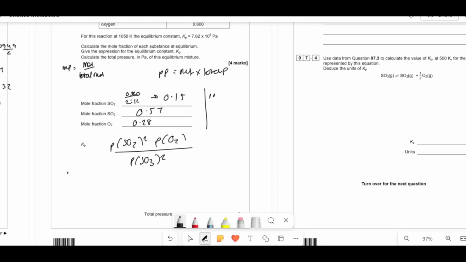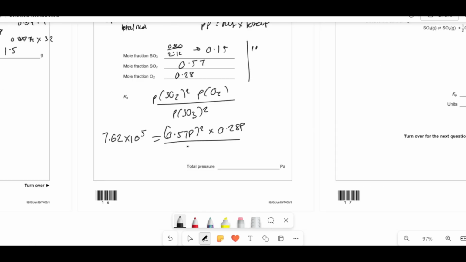So here, it's 7.62 times 10 to the 5 equals the partial pressure of SO2 squared. The SO2 was 0.57. I'm going to call the total pressure just P, big P. So it would be 0.57 P all squared, times the partial pressure of O2, which is 0.28 times the total pressure, divided by the SO3, which is 0.15 P squared. Then I'm going to multiply out the brackets and tidy this up.